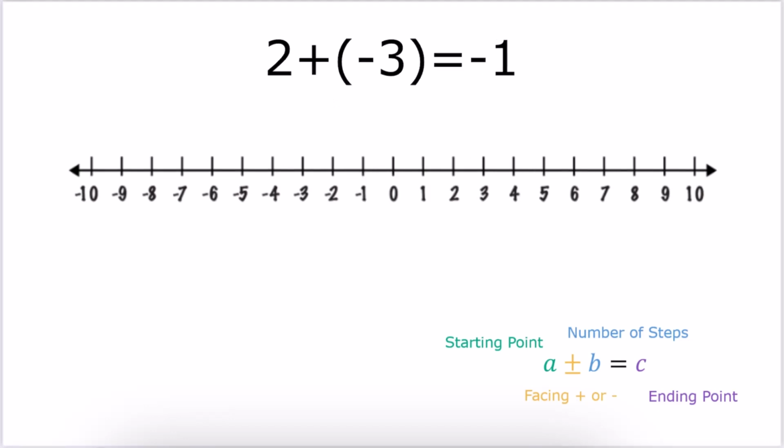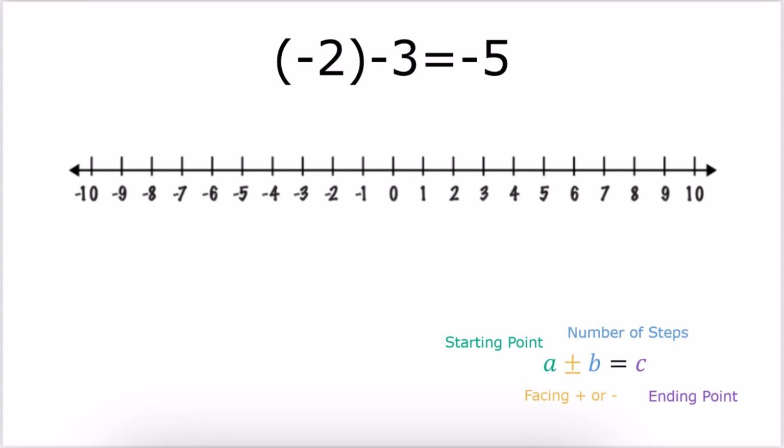If I wanted to do 2 plus negative 3, I would start at the positive number 2. Since I'm adding, I would face the positive side of the number line. And since I'm adding a negative 3, I'm going to take 3 steps backwards, because a negative number of steps is basically backward steps. That has me end up at negative 1. And so that shows that 2 plus negative 3 equals negative 1.